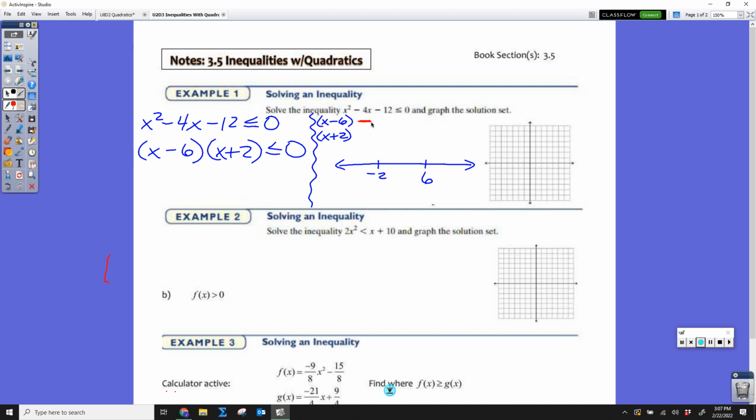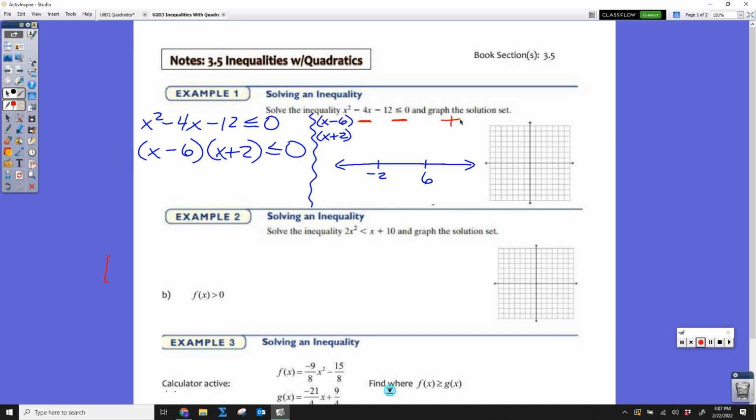So a number between negative 2 and 6: 0. What's 0 minus 6? It's another negative answer, so put a little negative. What's a number bigger than 6? 7, right? 7 minus 6 would be 1. It's a positive, so I'm going to put a plus. So that first row is just with the quantity x minus 6.